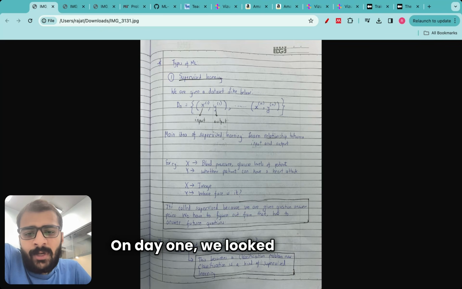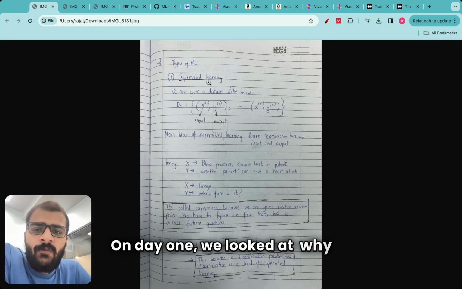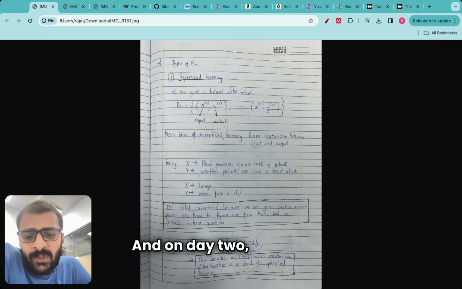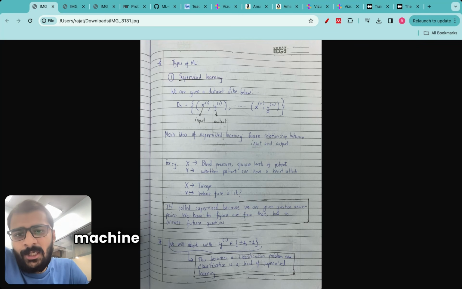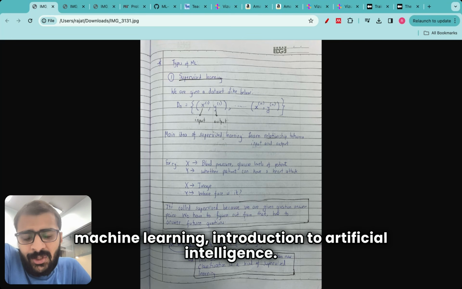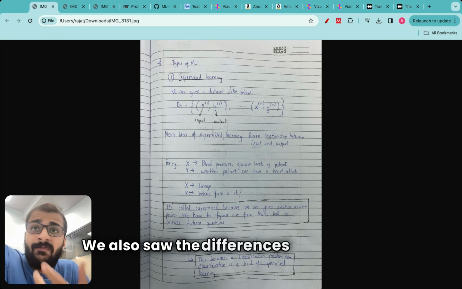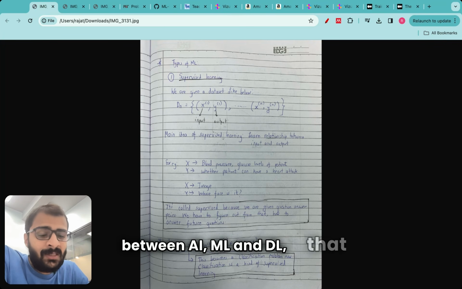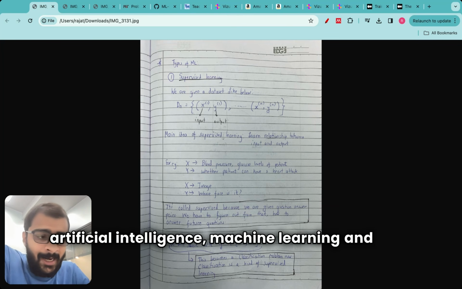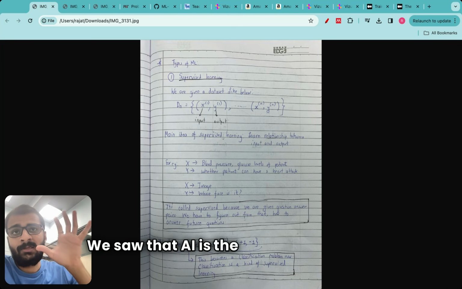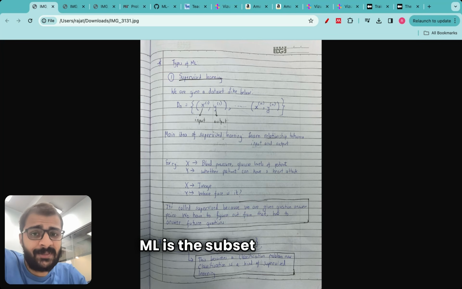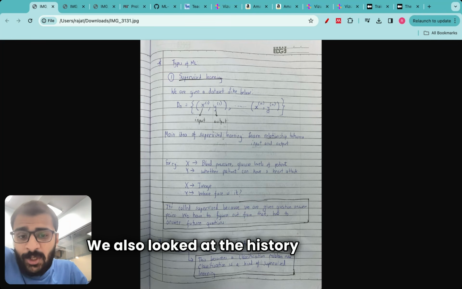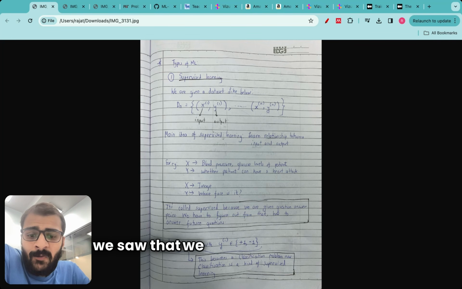On day 1, we looked at why we started this Machine Learning Teach by Doing project. And on day 2, we started by looking at the introduction to machine learning, introduction to artificial intelligence. We also saw the differences which exist between AI, ML, and DL, that is artificial intelligence, machine learning, and deep learning. We saw that AI is the broader umbrella, ML is the subset of AI, and DL is the further subset of ML. We also looked at the history of ML.